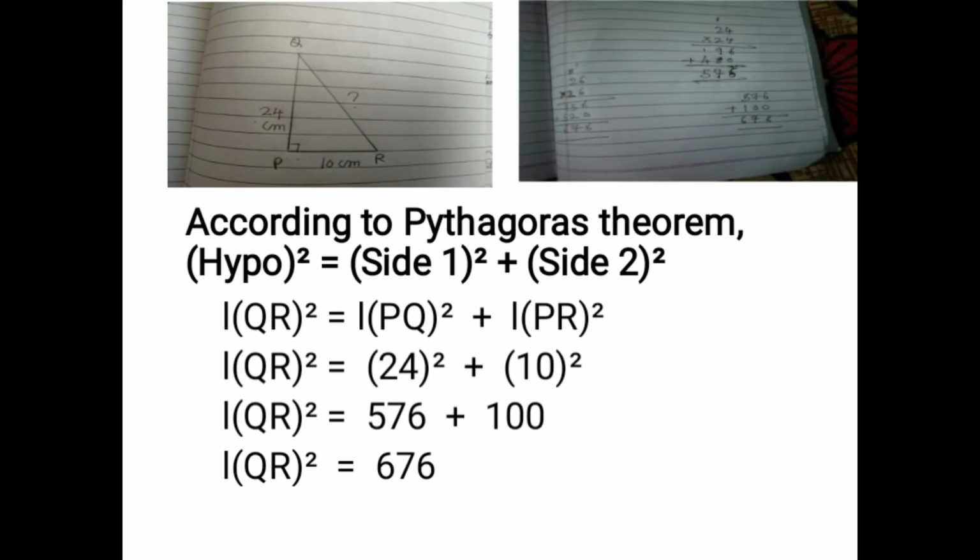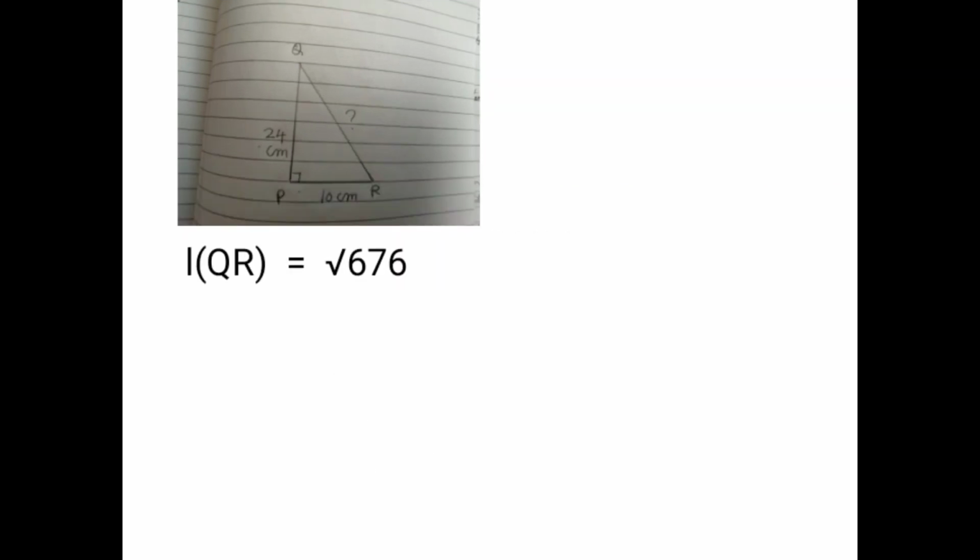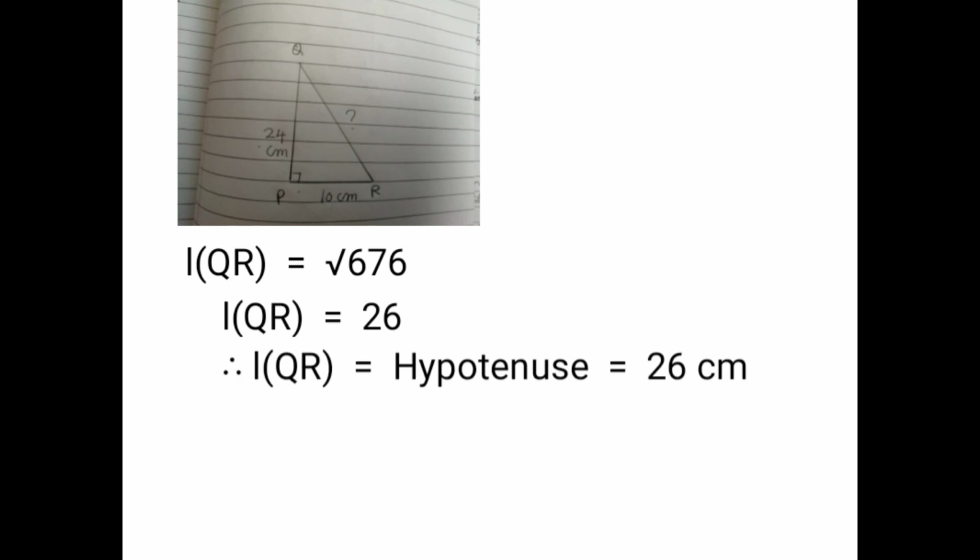So look at the picture here, which I have done. The square of the number I multiplied and I added also. Now when you are finding length of QR, the square which is there, you have to remove this square and it becomes square root. Length of QR is equal to square root of 676. Length of QR is equal to 26. Therefore, length of QR is equal to hypotenuse is equal to 26 centimeter.